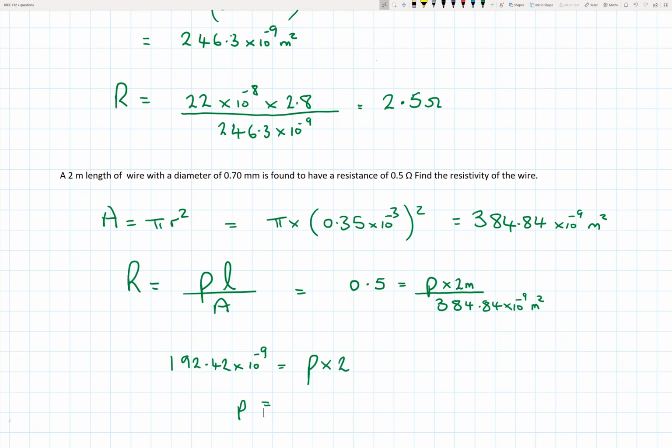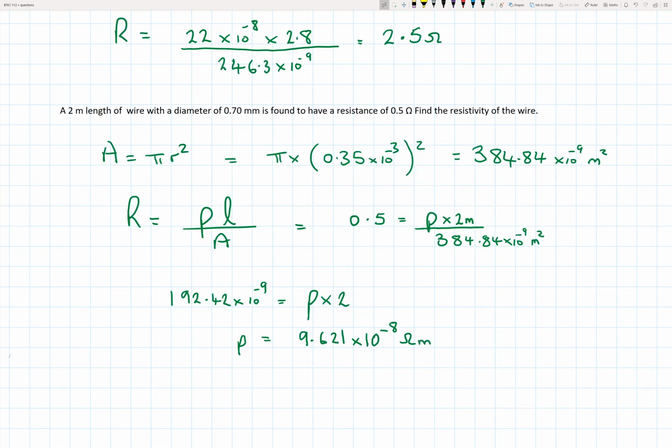Okay, so I almost made a mistake there myself. So 0.5 times 384.84 times 10 to the minus 9. So multiply them together, and that brings it across onto this side, which is equal to the resistivity times 2. So then I can divide all of that by 2. That gives me my resistivity figure of 9.21 times 10 to the minus 8 ohms per meter.